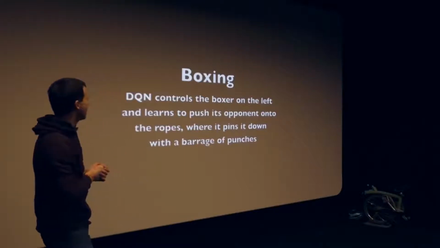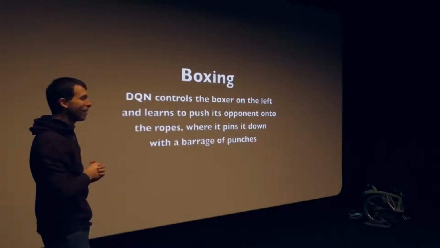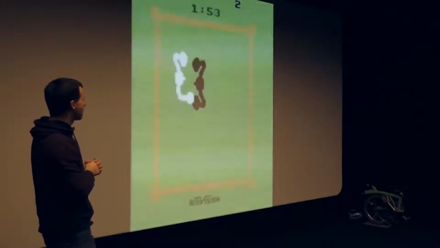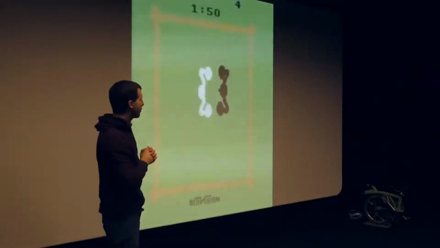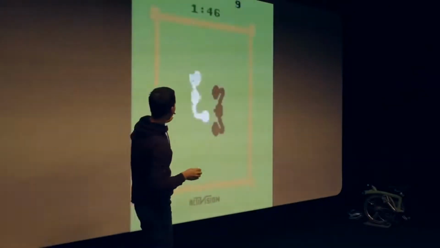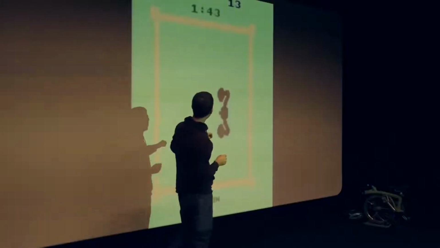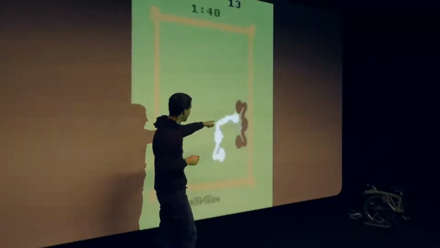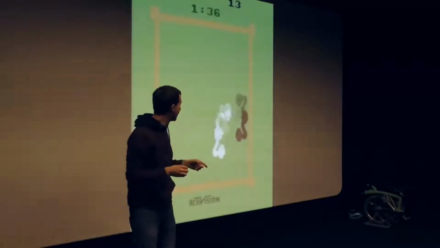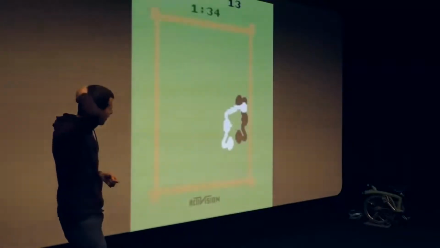This game, Boxing, is again a little bit of a strange Atari game. I don't think racial stereotypes are intended with this one, but anyway, we're controlling this one on the left and learning this strategy of pummeling this other guy into the corner there.